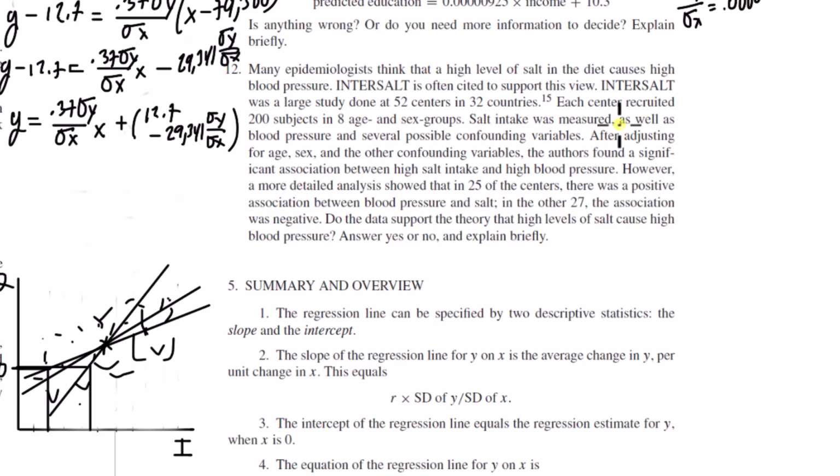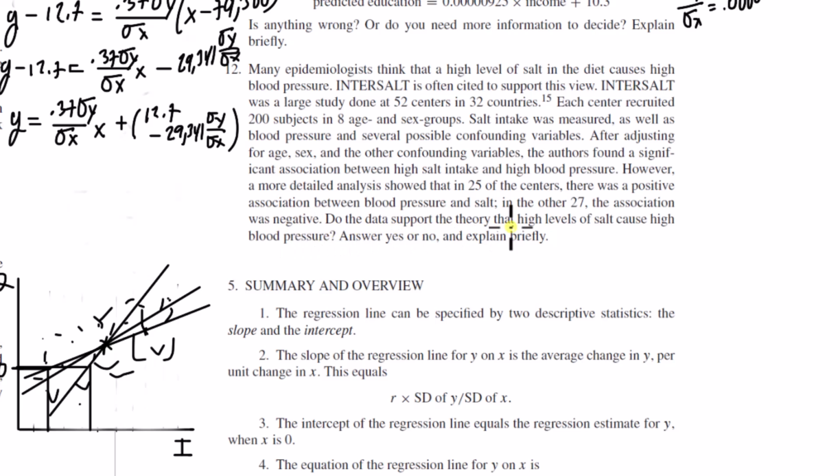Salt intake was measured, as well as blood pressure and several possible confounding variables. After adjusting for age, sex, and other confounding variables, which they can do because they've collected data across these different age groups, the authors found a significant association between high salt intake and high blood pressure. But what's the association, right? However, a more detailed analysis showed that in 25 of the centers, 25 of the 52, so a little bit less than half, there was a positive association between blood pressure and salt. In the other 27, the association was negative.